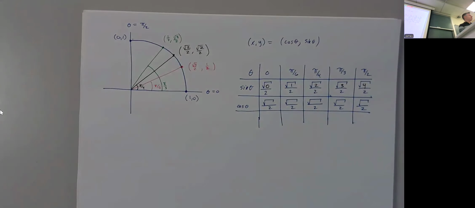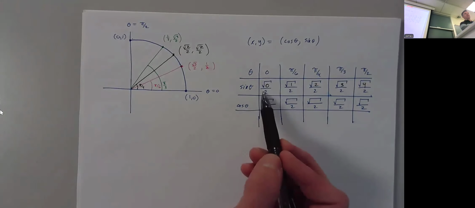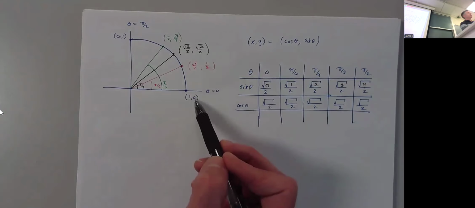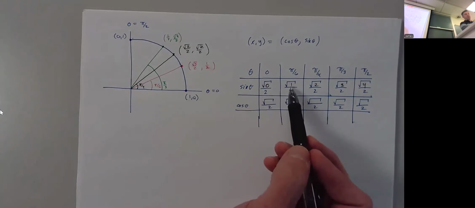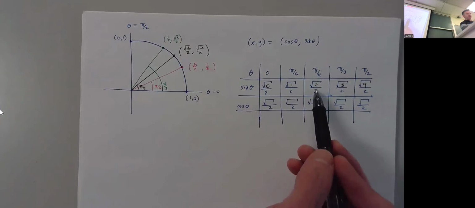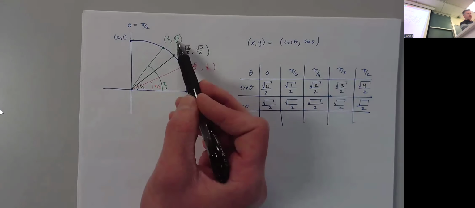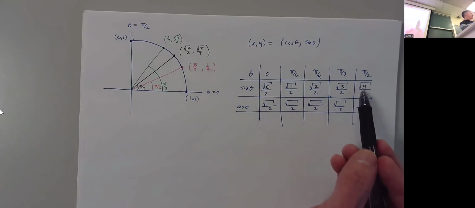Check it out. Square root of 0 is 0. 0 divided by 2 is 0. Sine of 0 is 0. Check. Square root of 1 over 2 is 1 over 2. Sine of pi over 6 is 1 over 2. Square root of 2 over 2. Yep. Sine of pi over 4 is square root of 2 over 2. Sine of pi over 3 is square root of 3 over 2. And sine of pi over 2 is the square root of 4 over 2, which is 2 over 2, which is 1. Kind of great.